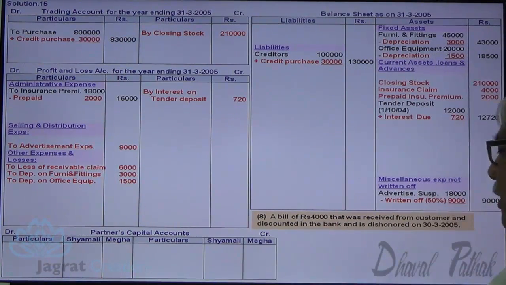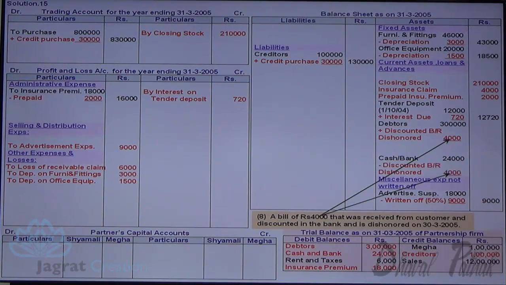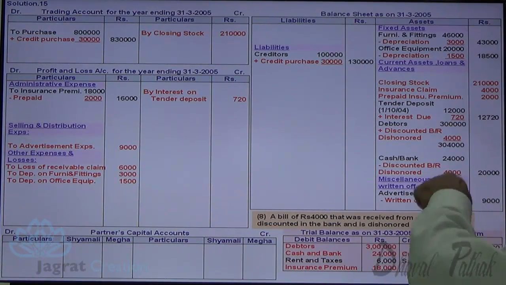So to give the effect of this adjustment, I will write first of all debtors, then bank balance. I will add 4,000 to the debtors and deduct 4,000 from the bank balance. So debtors balance increases, bank balance decreases, because I pay on behalf of the customer.